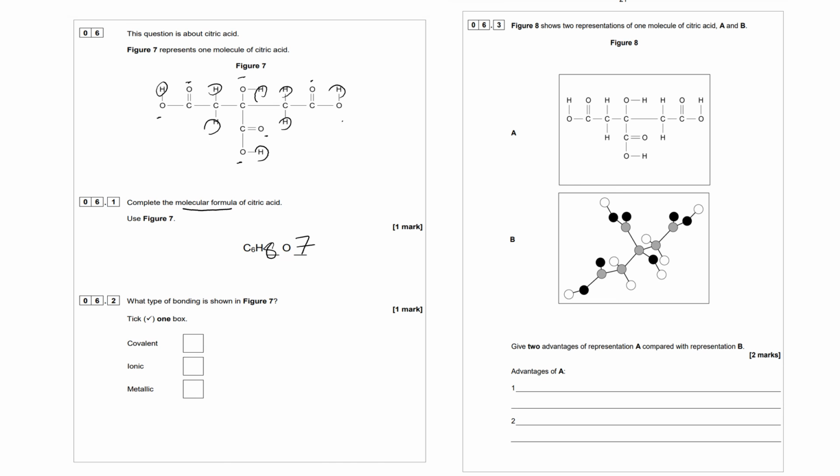And what type of bonding is it? So you can see here that it is covalent bonding, the reason being all the elements are sharing electrons. And also it is two nonmetals, which is carbon and oxygen, which is covalent bonding.